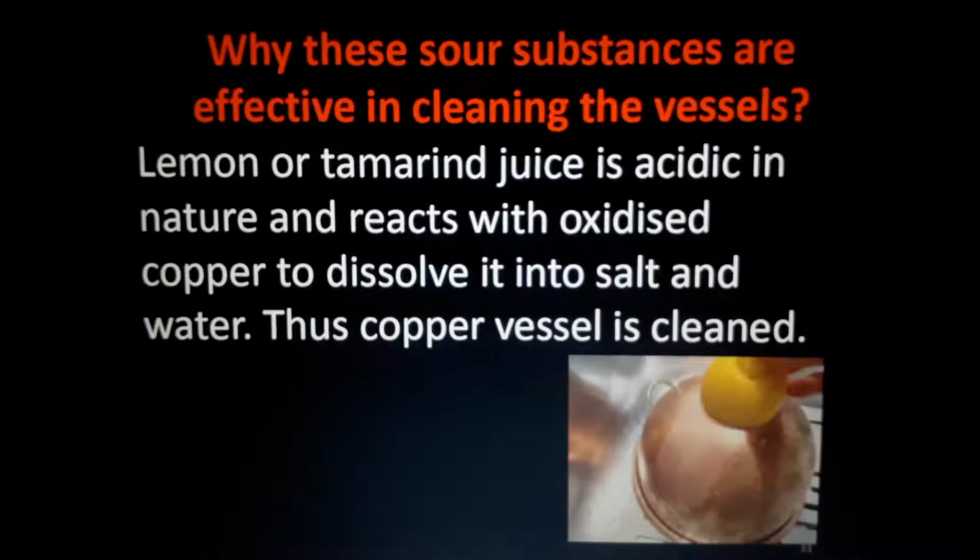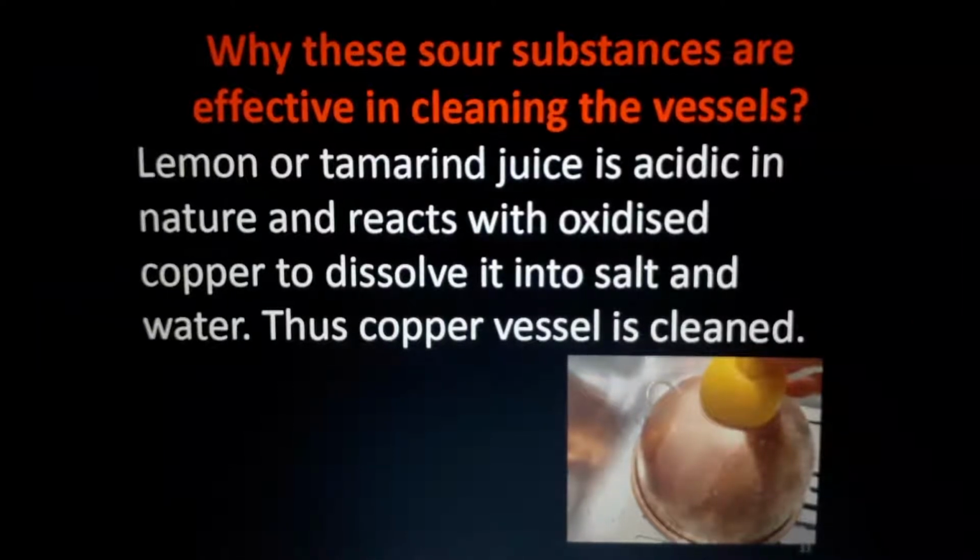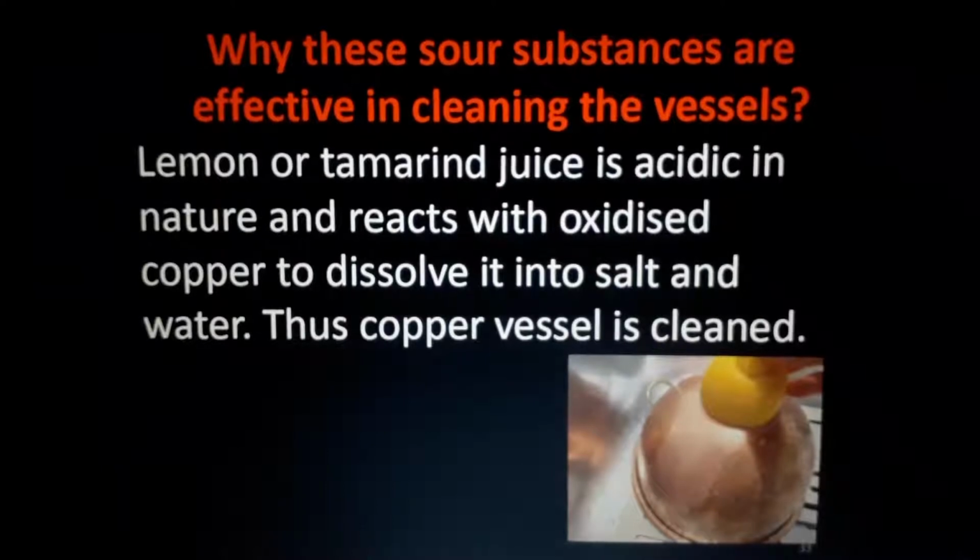Nowadays, kitchen appliances are not completely made of copper, but the bottom of the kitchen appliances is made of copper. If we check, we can see the color of that bottom has changed. What do you want to do? You want to rub it with a lemon piece. Otherwise, tamarind juice can also be used. The better thing is a lemon piece.